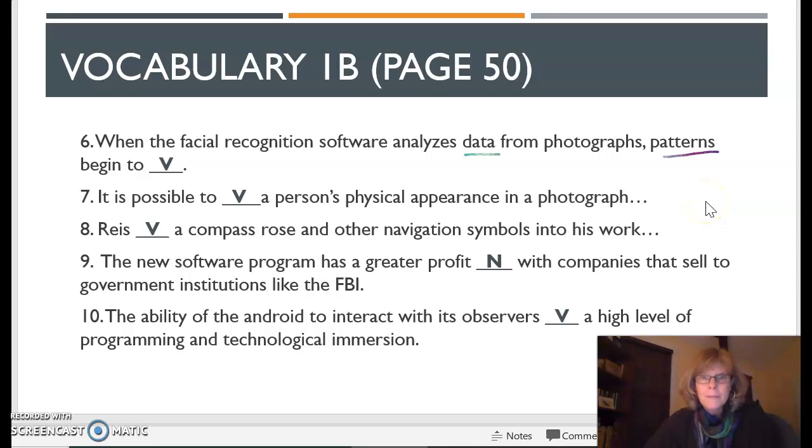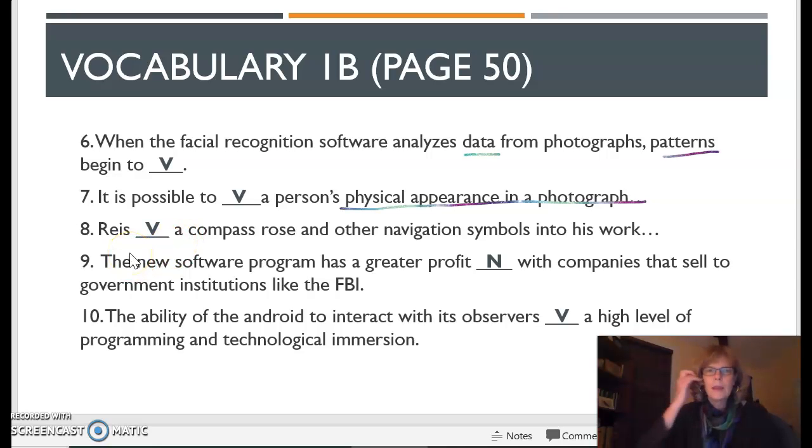Number 7, it's possible to something, a person's physical appearance in a photograph. So we know that it's definitely possible to get a photograph and edit it. What would be a word that means edit? If you guessed to alter, that was a good guess.